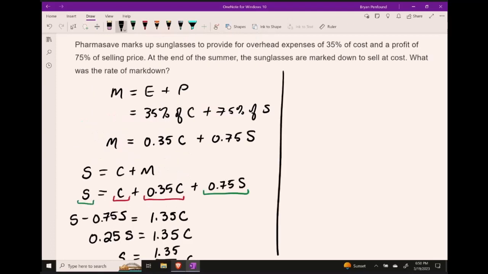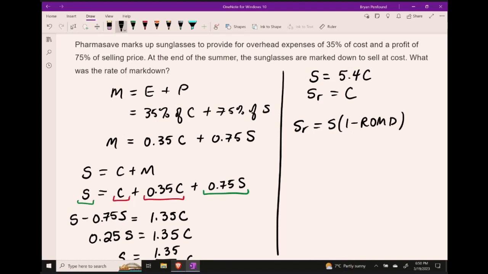So let's come back to our original question and see how this is helpful. If we know that the selling price is 5.4 times the cost price, and we know that the reduced selling price is going to be the cost price, now we might have a chance to be able to connect these two numbers together. Using the following formula, we're going to sub in cost price for our reduced selling price, and we're going to sub in 5.4 times the cost price as the original selling price.